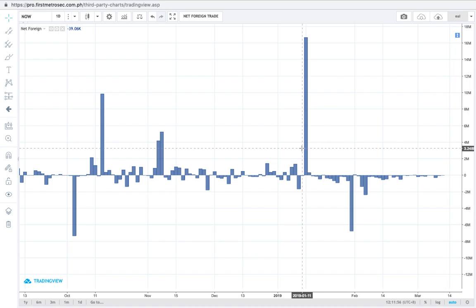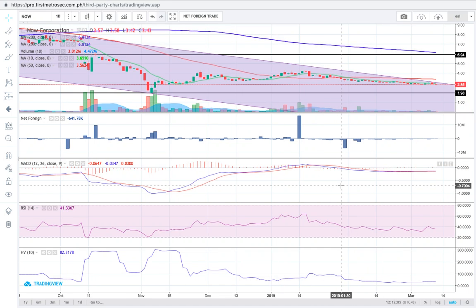Even if this will turn out to be a net foreign buying for 2019 year to date, it's not a significant amount. That's why I'm not going to factor in the participation of the foreign investors when I come up with an overall sentiment for Now Corporation.